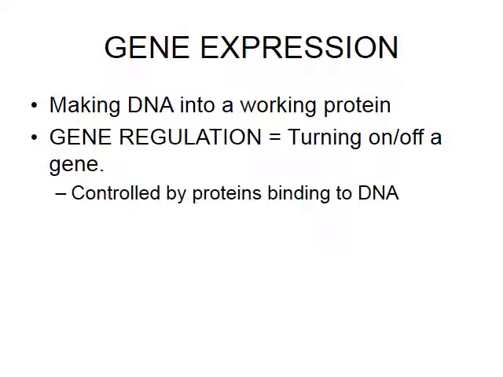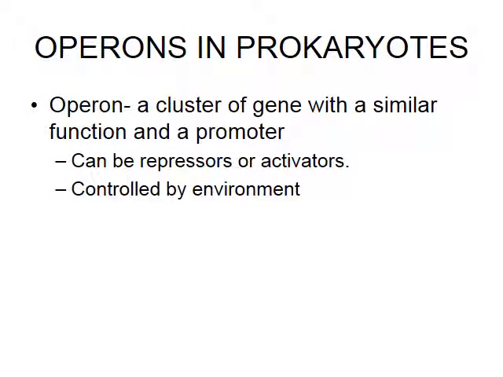So what gene expression does is turn the DNA into a working protein, and we're either going to have the gene on or we're going to have it off. And again, the default here is usually off. And this is controlled by proteins. Now, in prokaryotes, not in eukaryotes, there's something called operons. Operons are a cluster of genes with a similar function and a promoter. And you'll see a diagram of this next.